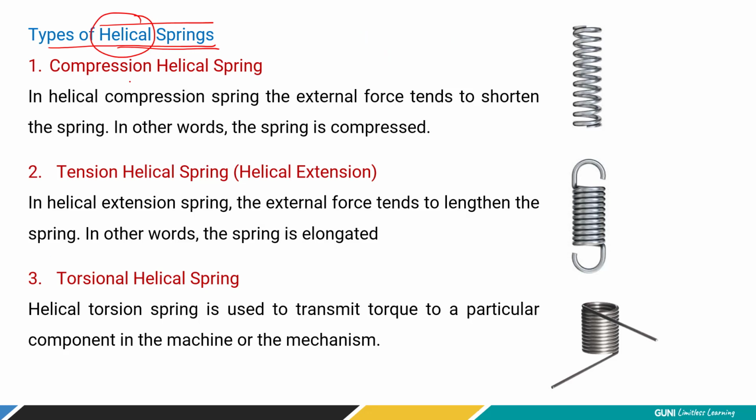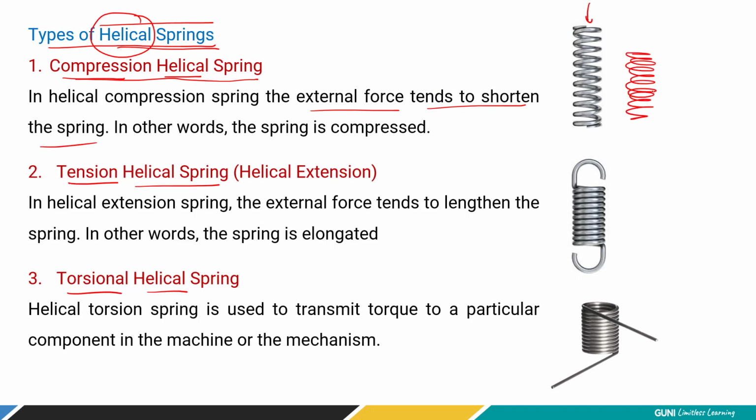Now, there are three types. One is the compression helical spring. Second is the tension helical spring. And third is the torsional helical spring. Now, what's the difference? The word itself says, in a compression helical spring, the external force tends to shorten the spring. What happens? When you press it, its length will shorten. It gets compressed, right? In other words, the spring is compressed.